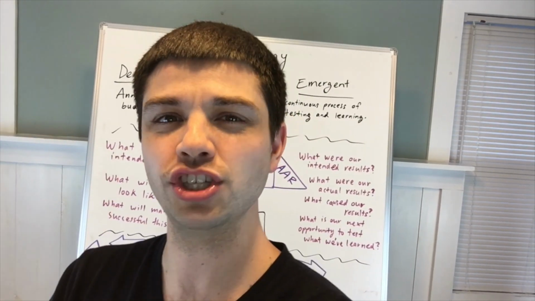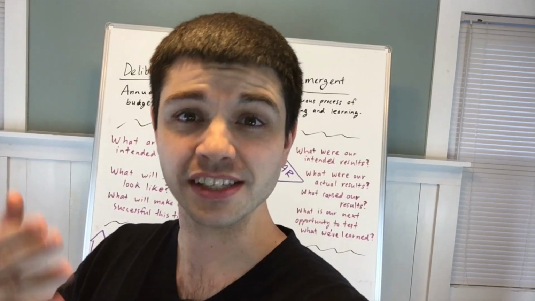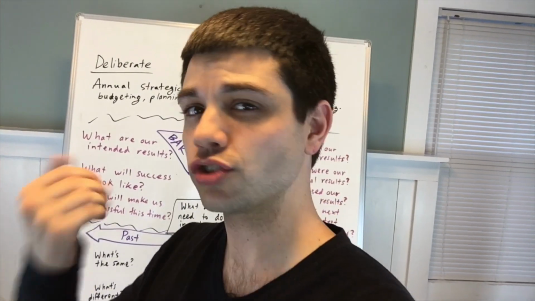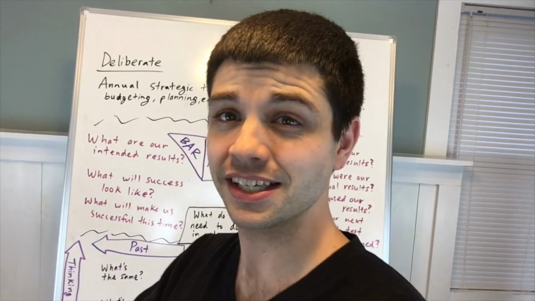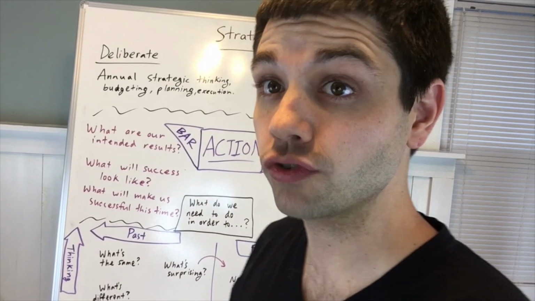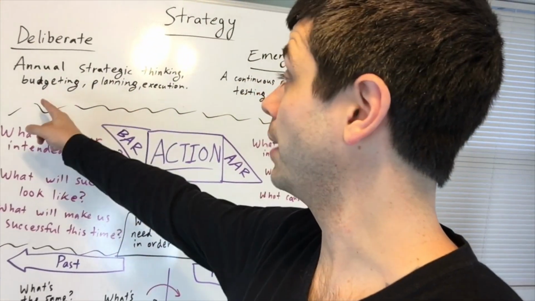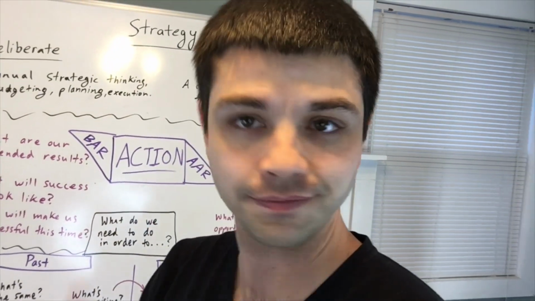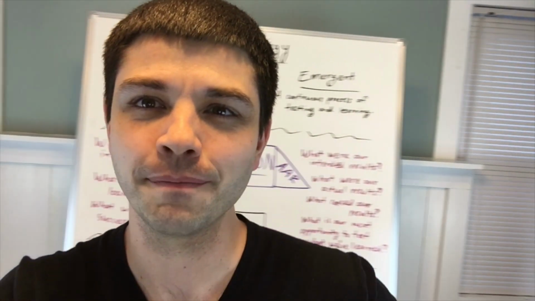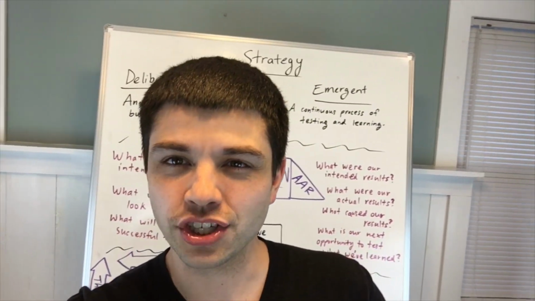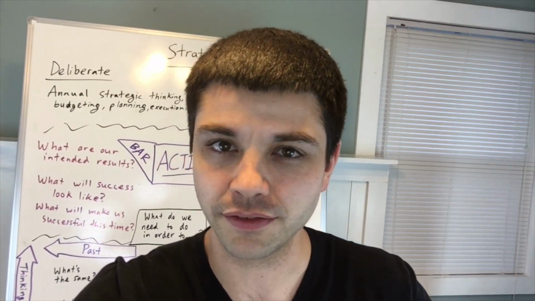A deliberate strategy, this is the classic strategy that you think of when someone says this word, strategy. So if someone said strategy to you, what would you think of? This is probably what you'd be thinking of. Classic business example, business definition maybe of strategy. So here it is. It says annual strategic thinking, budgeting, planning, execution. I mean, what else could a strategy include, right? That's pretty much it. So when you think of a strategy and having a strategy, especially in a business, then this is probably what you're thinking of.